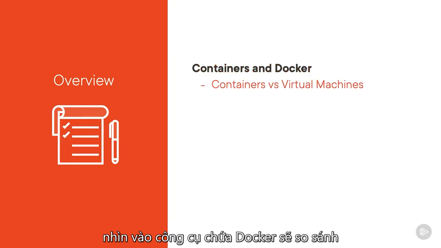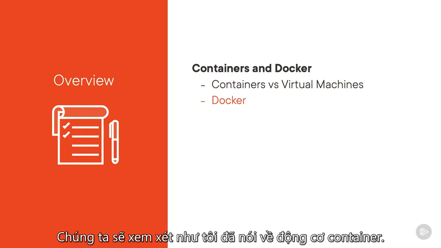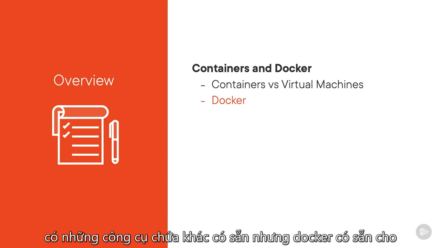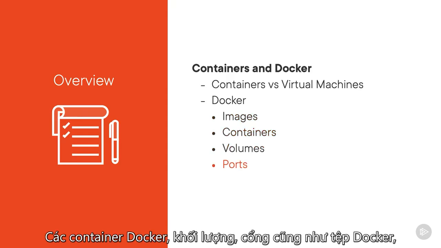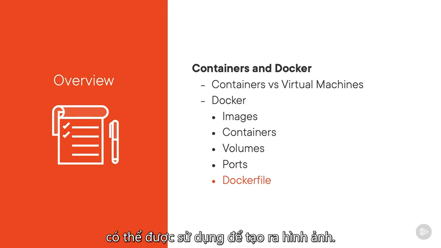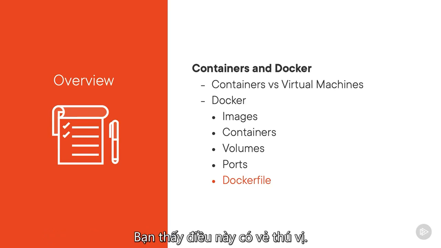We'll be comparing our containers versus virtual machines. We'll be taking a look, as I say, at the container engine Docker. There are other container engines available, but Docker is available to us on Ubuntu 20.04. We'll be taking a look at Docker images, Docker containers, volumes, ports, as well as the Dockerfile, which can be used to create images. So if this looks interesting to you, why don't we take a start?